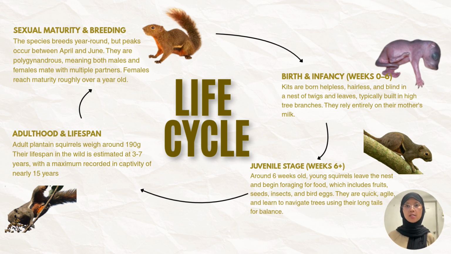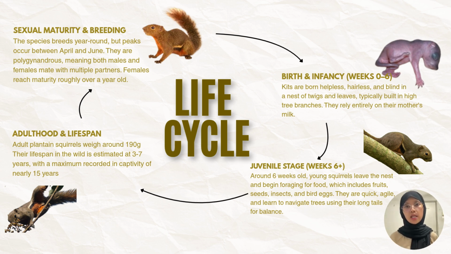The next stage is the juvenile stage, which usually starts after around 6 weeks. During this stage, the young squirrels begin to grow fur, open their eyes, and become more active. They start learning how to climb trees, jump between branches, and search for food with guidance from their mother. After that, the squirrels reach the adult stage. Adult squirrels are fully developed and independent. They are very active during the daytime and spend most of their time searching for food such as fruit, seeds, and also cocoa beans.